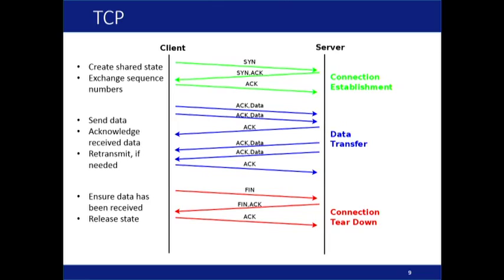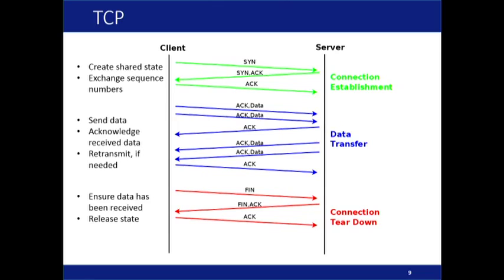So we start with the connection establishment phase, with the client sending a SYN packet to the server containing connection options and its sequence number. The server responds with a SYN-ACK packet and its various options and sequence number, which the client then acknowledges. At this point, the connection is established. Both sides have exchanged sequence numbers and created any shared state necessary for the connection.